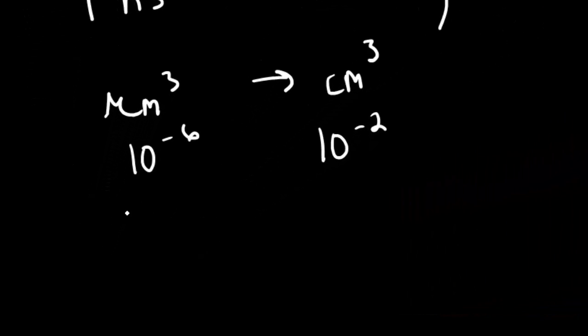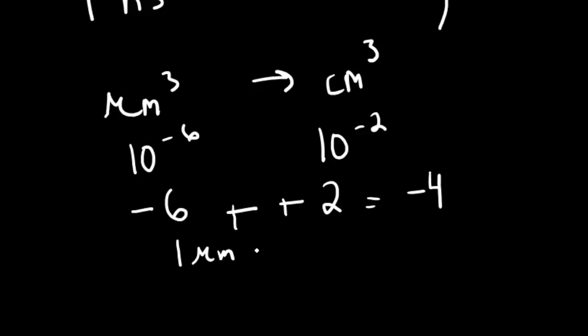So what are we going to do? Well, I'm going to do the shortcut way because I like it. I take the first power of 10 and subtract the second power of 10 to find the step difference between these two prefixes, micro and centi, and I get a value of negative 4. So 4 powers of 10 difference. I'm going to draw a new conversion factor. 1 micrometer is equal to 1 times 10 to the negative 4 centimeters.